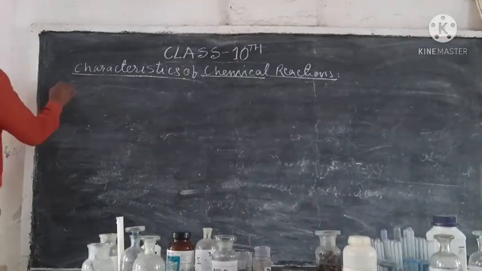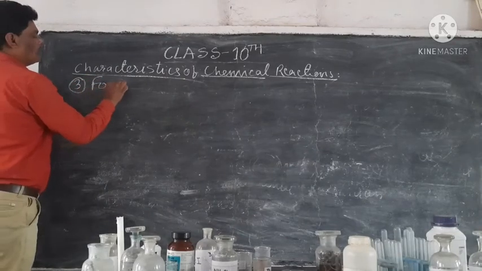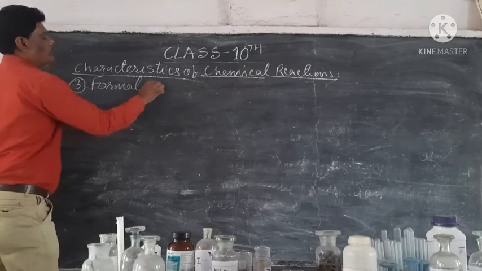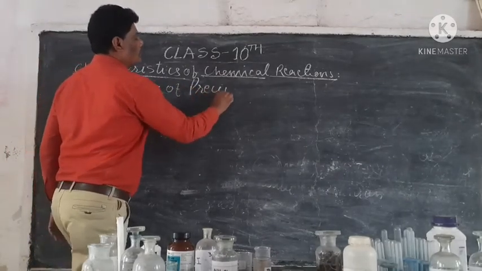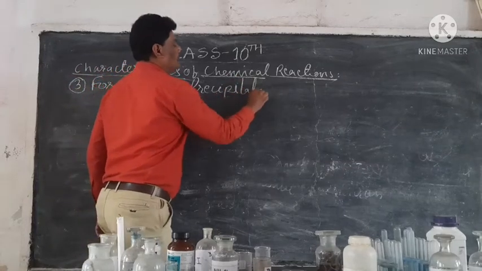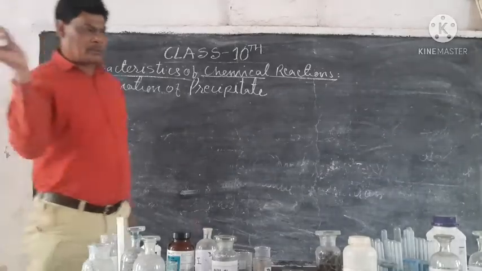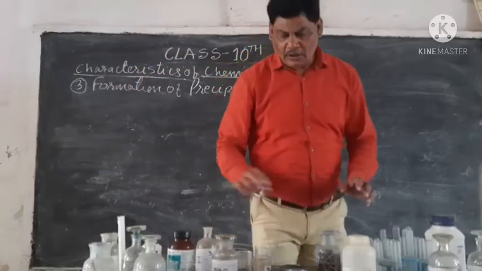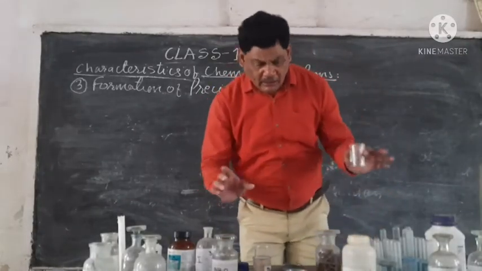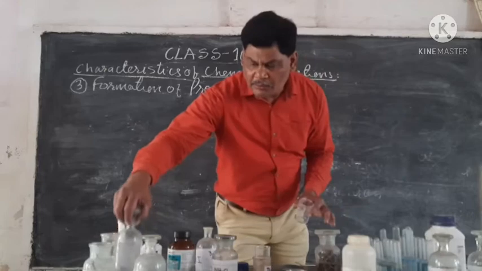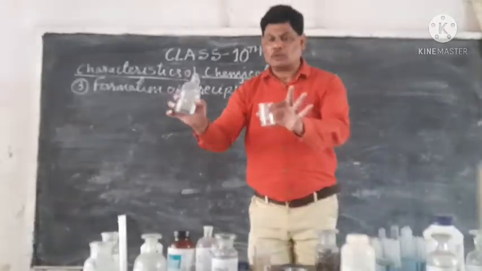Yes, students, what should be the third one? The third one is formation of precipitate. Now I am performing the activity for it. Here, in a beaker, I am taking one of the substances, H2SO4. Look here, H2SO4.